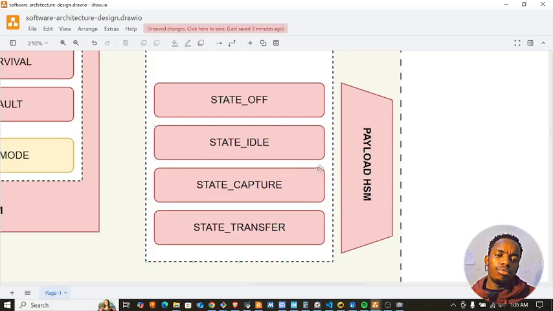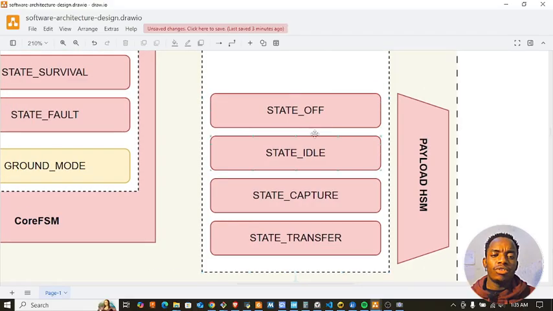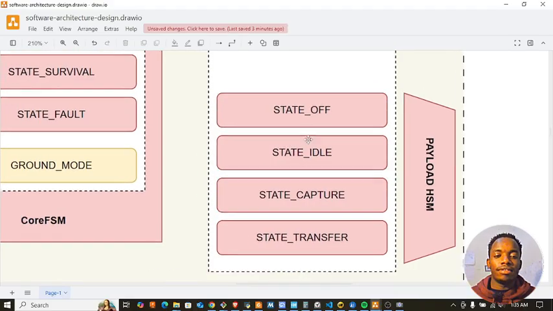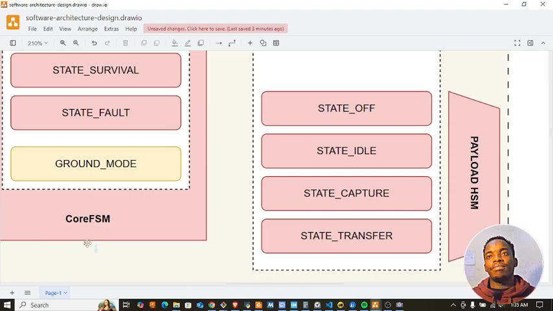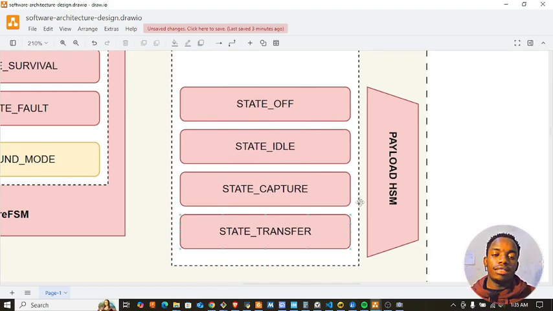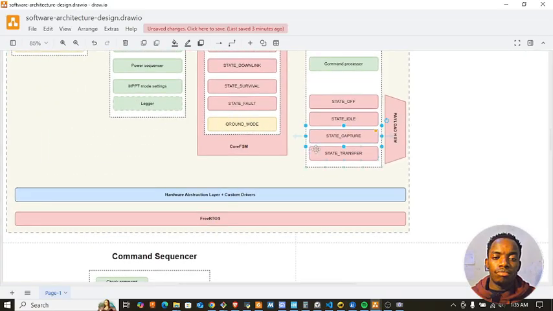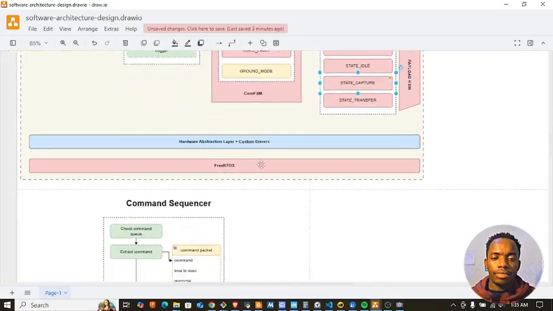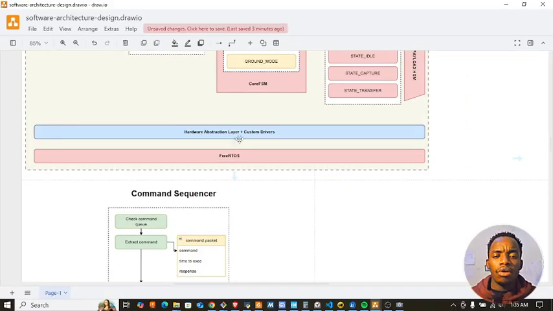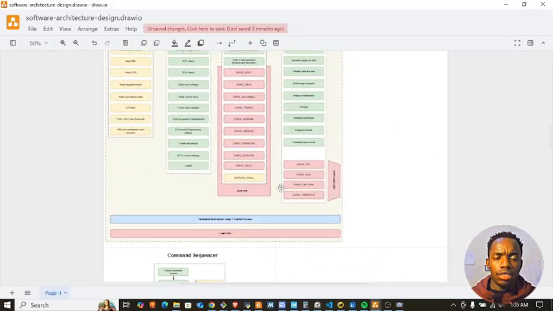Then you have some simple states. Payload HSM, this is a hierarchical state machine. So it's more of a child state based on these core FSM states. Basically this is meant purely for the imaging system. So the camera system can be off, can be idle, can be capturing images, can be in the transfer state, transferring captured images from the camera to the SD card for storage, etc. So it's pretty straightforward.